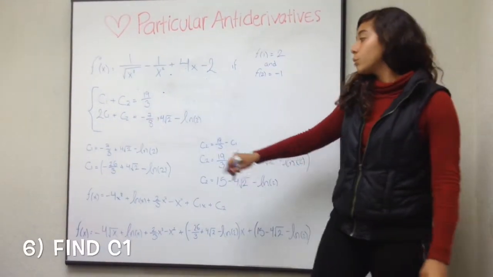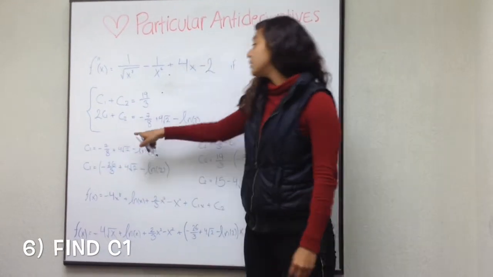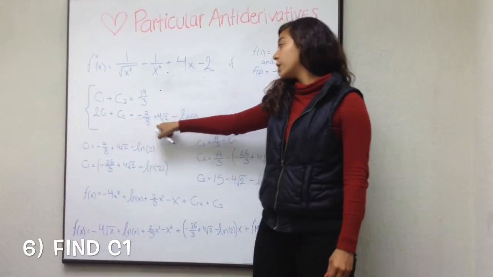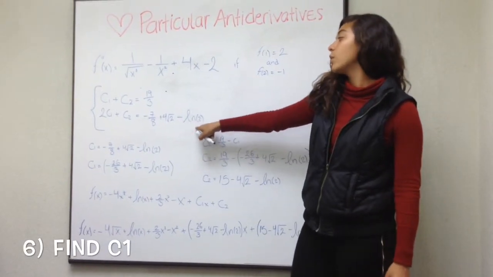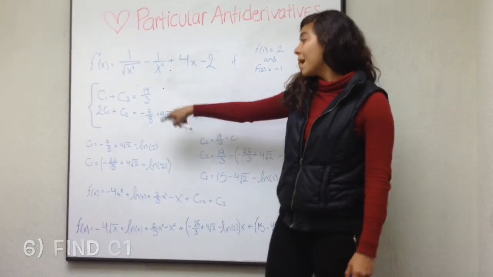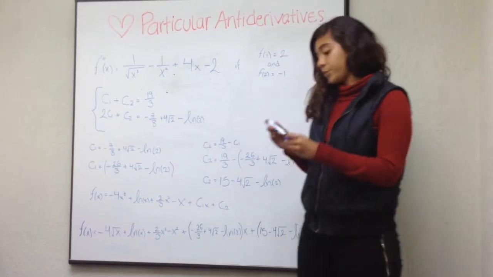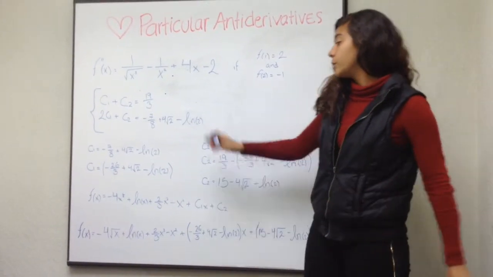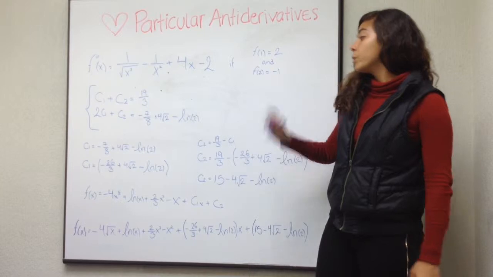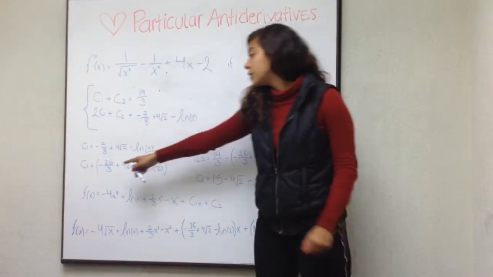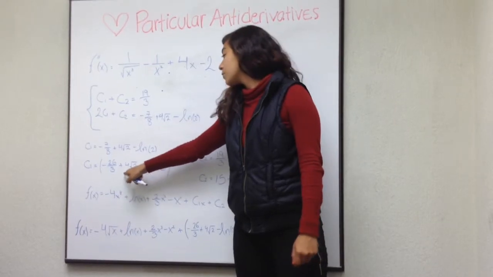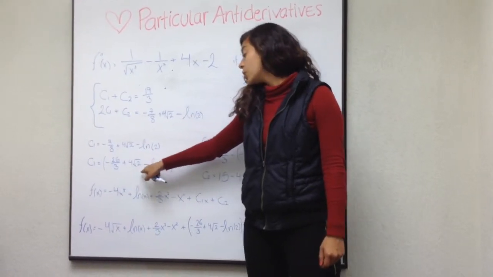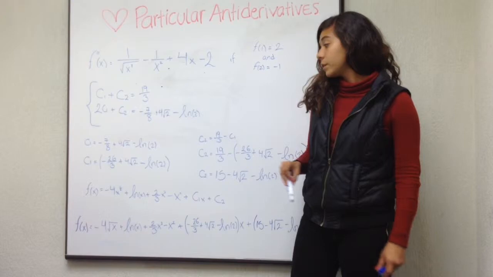If we solve it, we obtain that c1 is equal to minus 7/3 plus 4 square root of 2 minus natural logarithm of 2 minus 19/3. Then if we make all the operations, we finally obtain that c1 is equal to minus 26/3 plus 4 square root of 2 minus natural logarithm of 2.